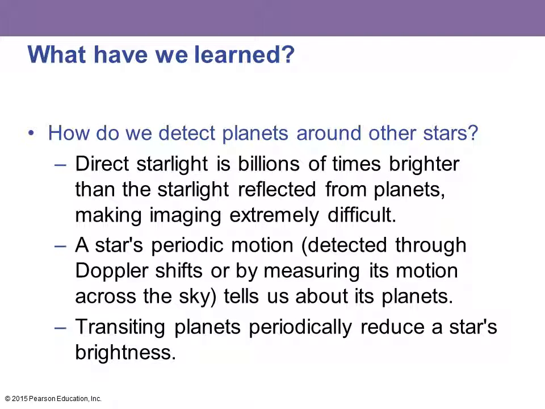So how do we detect planets around other stars? Well, direct sunlight, or starlight, is billions of times brighter than the starlight reflected from the planets, so it makes imaging pretty tough. But we also have a star's periodic motion detected through Doppler shift, or by measuring its motion across the sky. And finally, transiting planets periodically reduce a star's brightness. So if we can measure that reduction in brightness, we can get more information about the star.